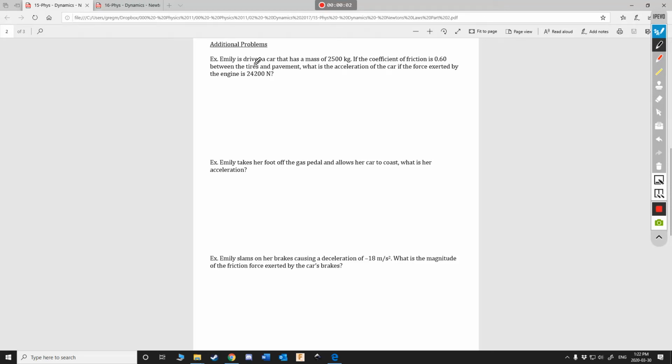Okay, here's another example. Emily is driving a car. Sorry, little typo there. It's driving a car that's a mass of 2,500 kilograms and a coefficient of friction of 0.6. So we have an object. So this is a car.